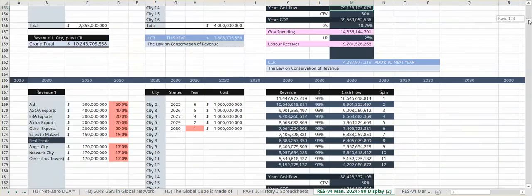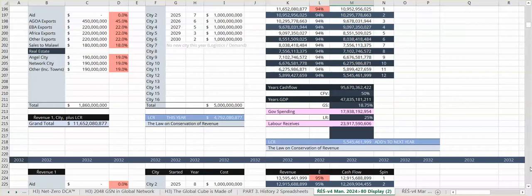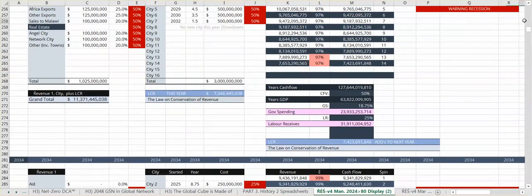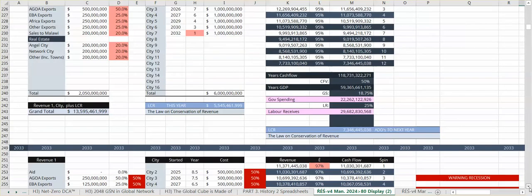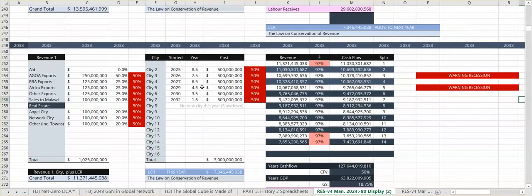Okay, so another thing about this is we got recessions. And for the economists, check this out, because here I've predicted a 50% reduction in all inputs, all real estate, cities sold. These are whole cities sold. This is Angel City One sold. There's 1, 2, 3, 4, 5 different city projects.